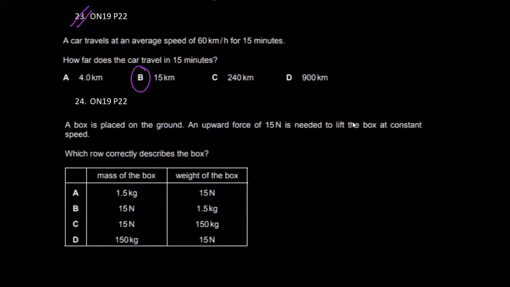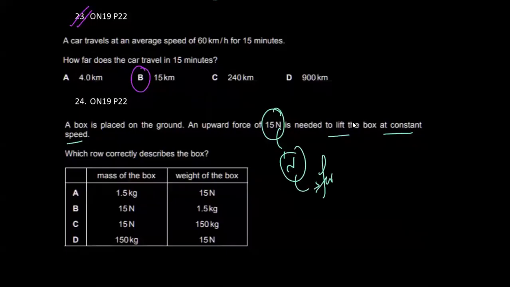Question number 24. A box is placed on the ground. An upward force of 15 Newton is needed to lift the box at constant speed. Which row describes the box? So if it's 15 Newton, remember Newton, N is force. This represents force. And weight is a force. So this means that this is weight. So the answer is going to be either A or D.